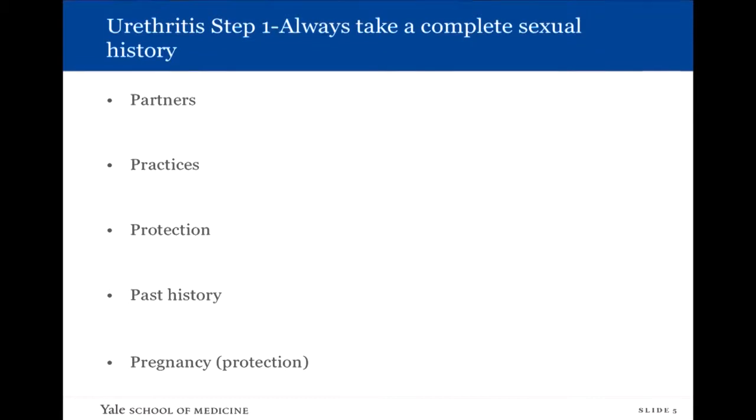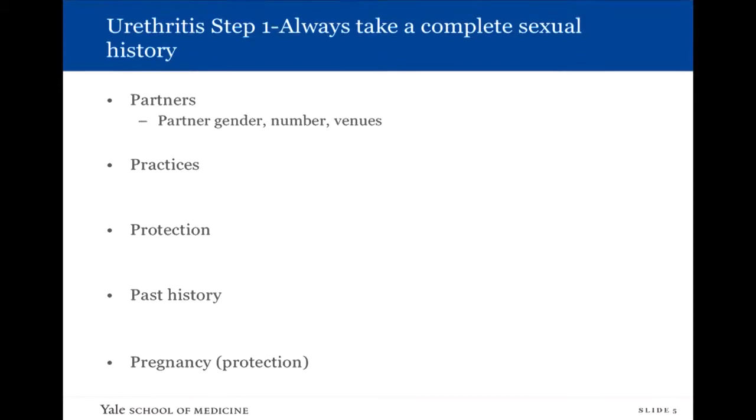Step number 1 is to always take a complete sexual history. You need to remind your colleagues about this as well when they're referring patients to you. You can allude to the CDC's recommendation of the 5 Ps, which is asking about partners, practices, protection, past history, and pregnancy. These things get at whether or not people have enough of a risk factor to treat them empirically when we get to that step, and possibly, depending on the answer to some of these questions, which etiologies may be more likely.